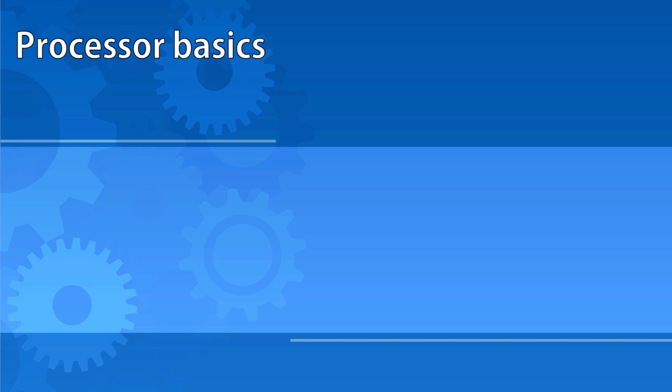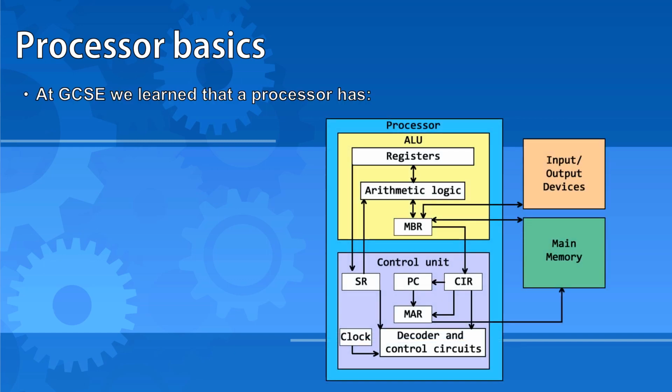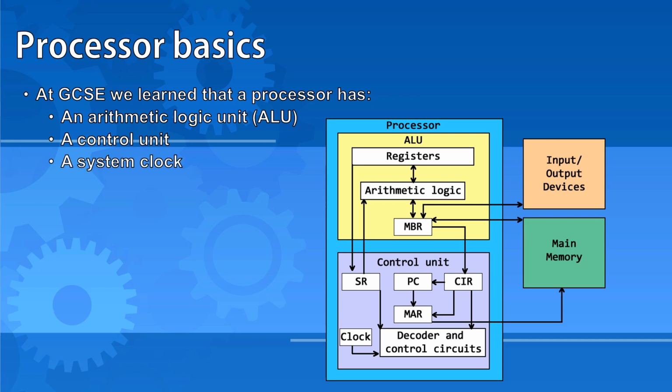This video will focus on the components of the processor. At GCSE, we learned that a processor has an arithmetic logic unit for performing calculations and making logical comparisons, a control unit that coordinates the activities of the CPU and directs the flow of data between devices, and a system clock that helps synchronize the actions of the processor.